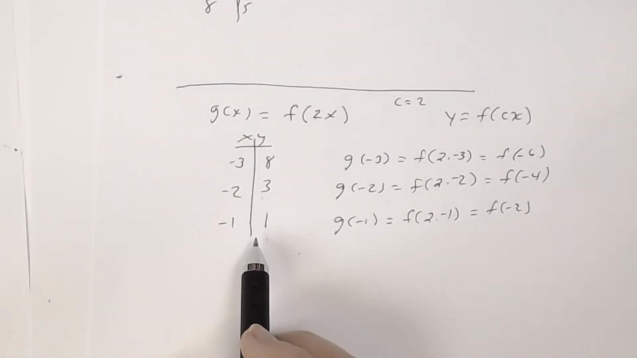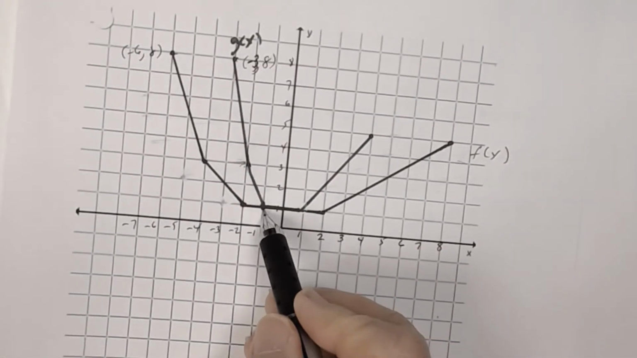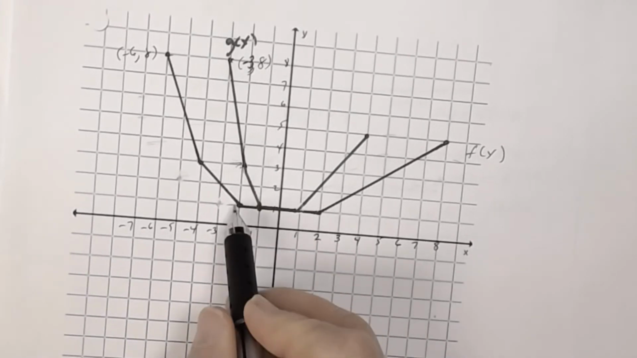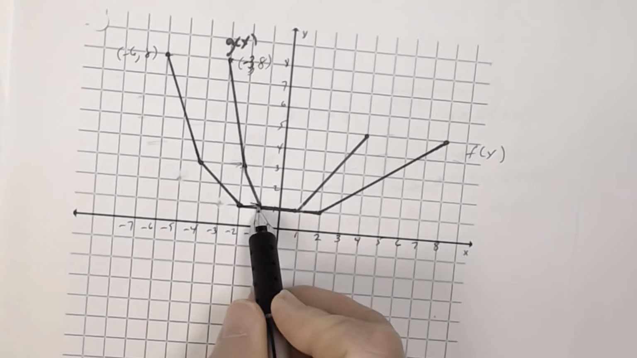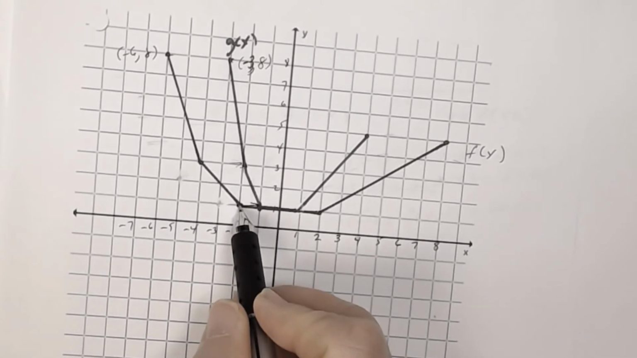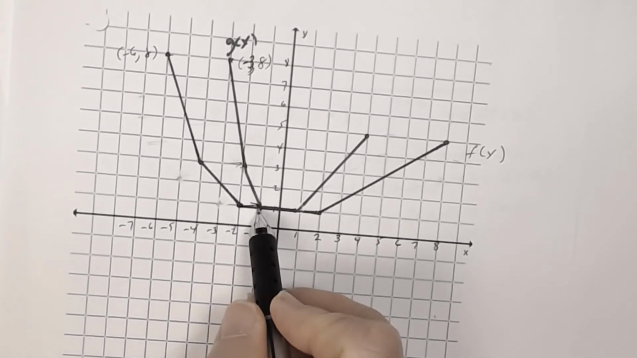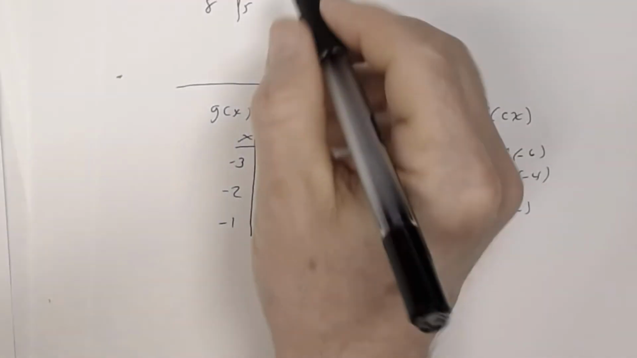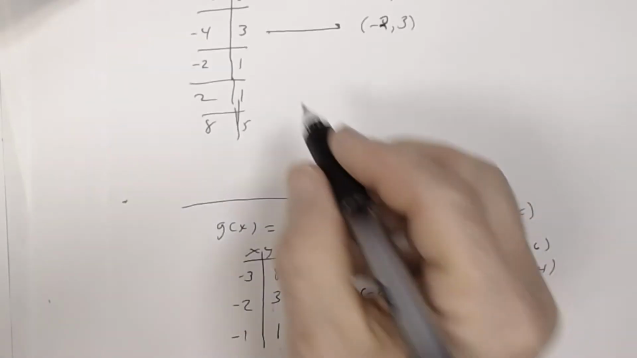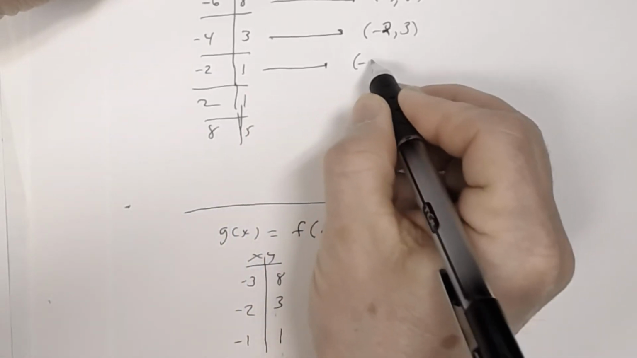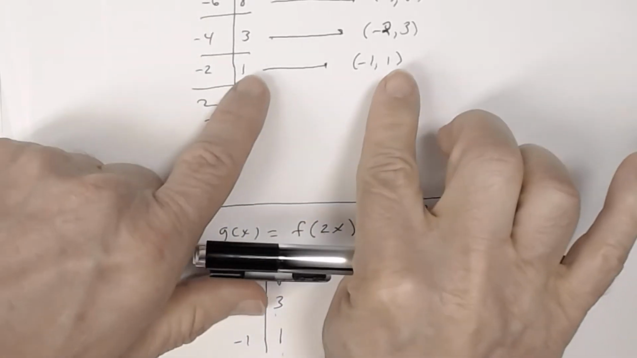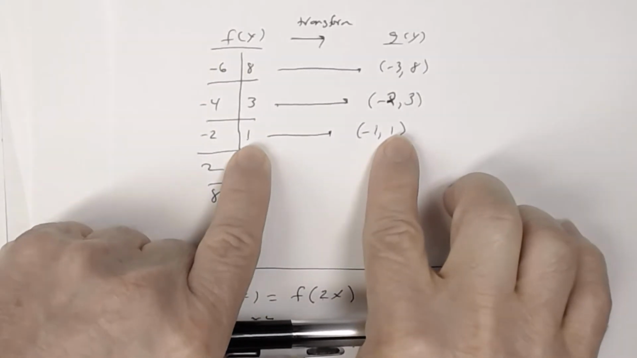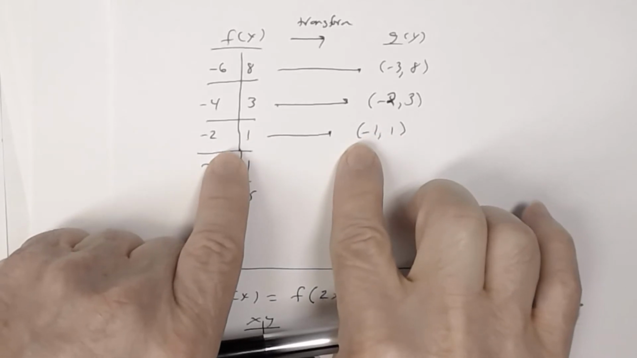All right, I want to look at this point now. What is this point right here on g of x? That point is negative 1, 1. So this point transformed to this point, right? So negative 2, 1 became what point when I did the transformation? It became the point negative 1, 1. So again, I'm going to say it again because that's going to be important. The y values stayed the same. What changed? The x coordinates.